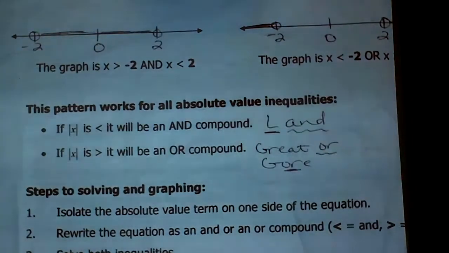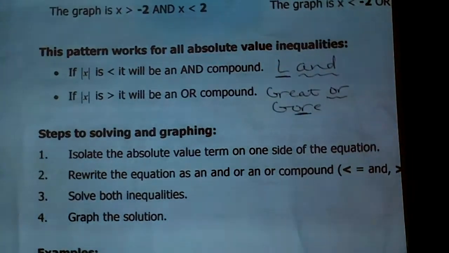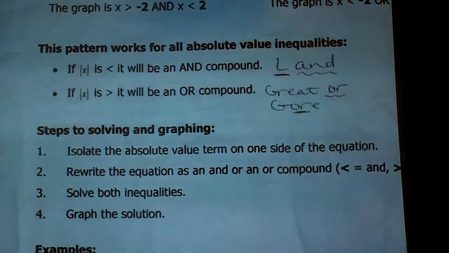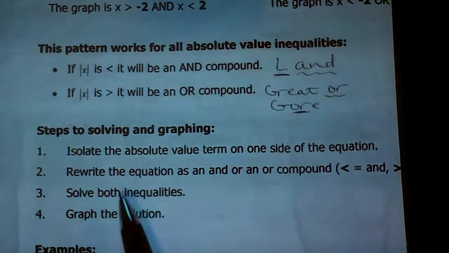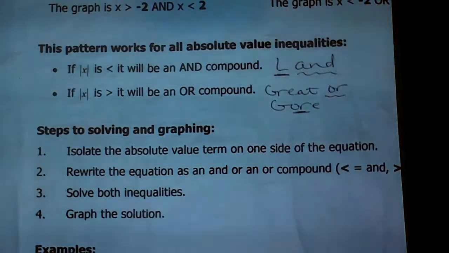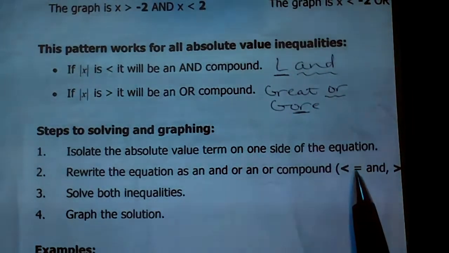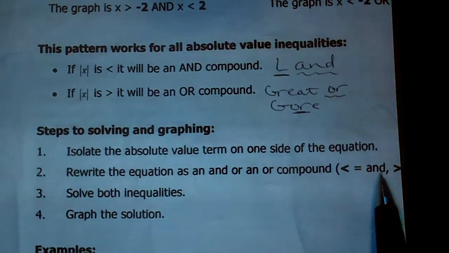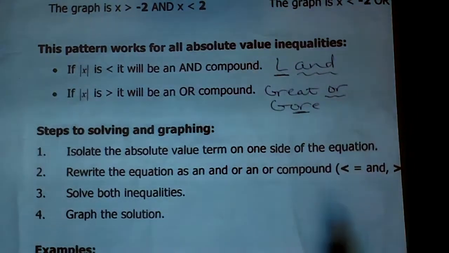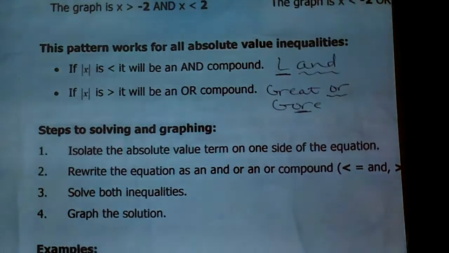So we're actually going to have to solve a few of these. And I have the steps listed out here. The first thing you need to do is isolate the absolute value term on one side of the equation, just like we did with absolute value equations. So you want the expression inside the absolute value symbols to be the only thing left. Then you're going to rewrite the equation as an and or an or compound, using less than or equal to and greater than or equal to. So land, gore. Then you need to solve both inequalities and graph your solution.